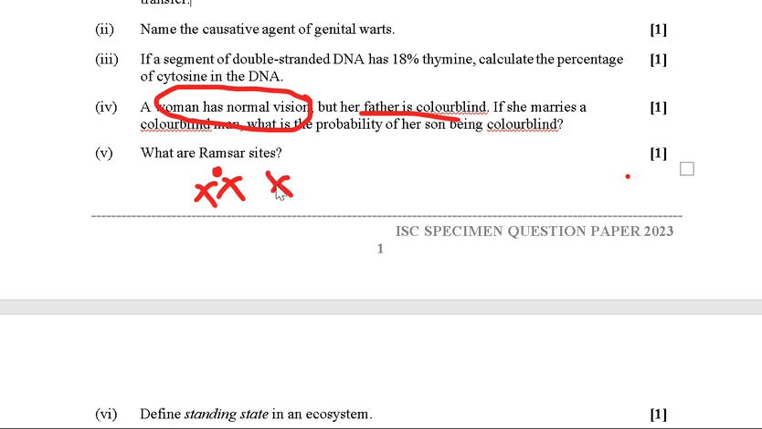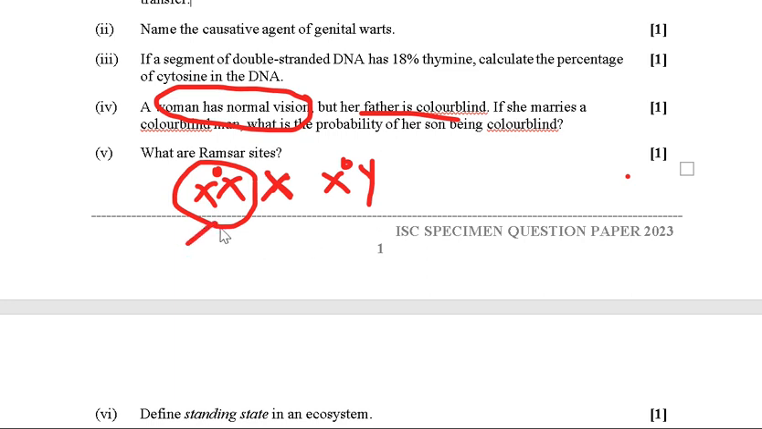Now the question they asked is that a woman has normal vision, but her father is colorblind. If she marries a colorblind man, so here it is a cross. The colorblind man genotypically will be X-dot Y. The dot here indicates the defectiveness, and here the defectiveness is colorblindness. So here X-dot X for the woman and X-dot Y for the colorblind man.